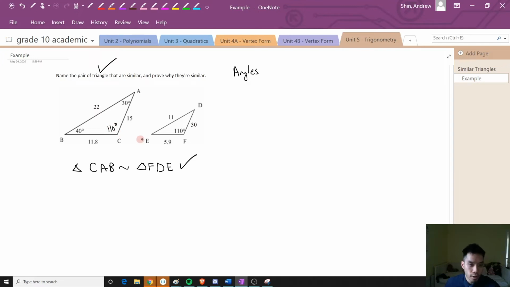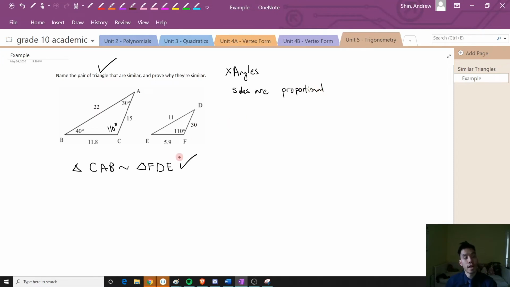So we know that this 110 equals this 110, but we have no information or ability to find out if this is 30 and this is 40, or this is 31 and this is 39, right? We can't tell. So we actually can't prove that they're similar using angles. So we have to try to prove that they're similar using the sides are proportional. Let's take a look.